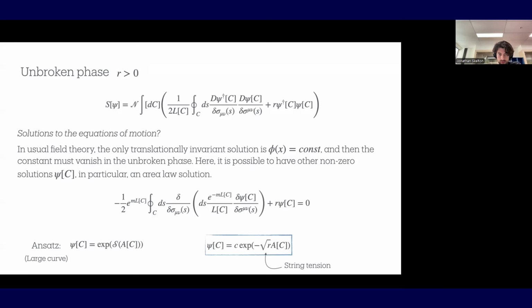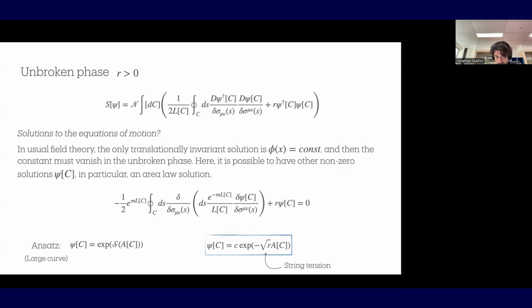There are some details in the paper. And so they didn't manage to solve it without making any assumptions. So what they did is they suggested this ansatz, where you have the functional of the curve C as the exponential of a function of the area. So they've already assumed that it's going to be a function of the area. I guess it's motivated by what we've seen last week. And this is valid if you consider a large curve, right? This is where the approximation is.